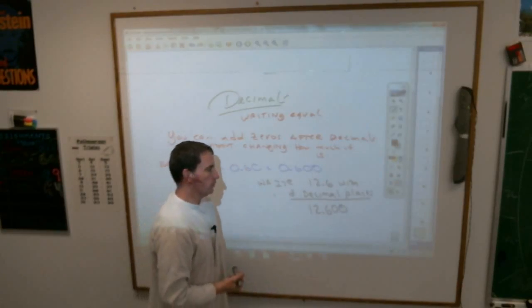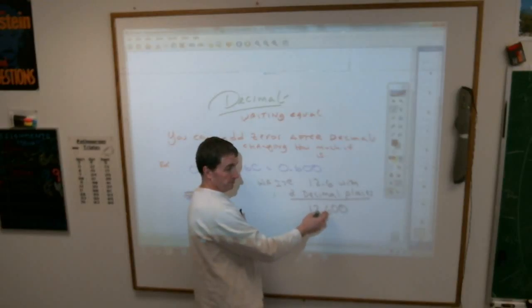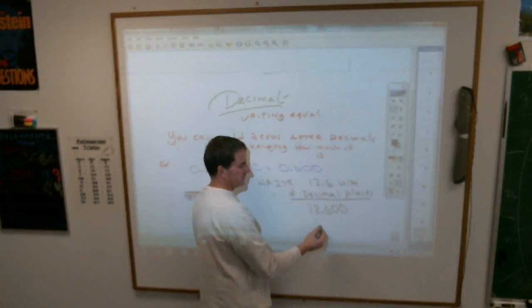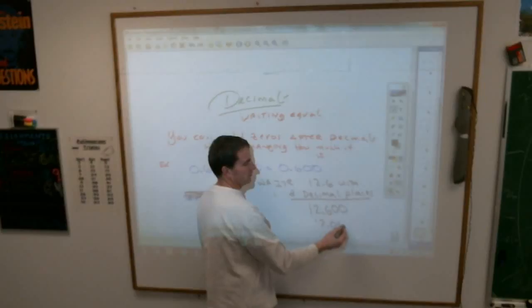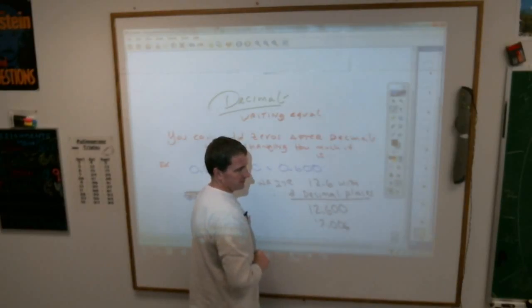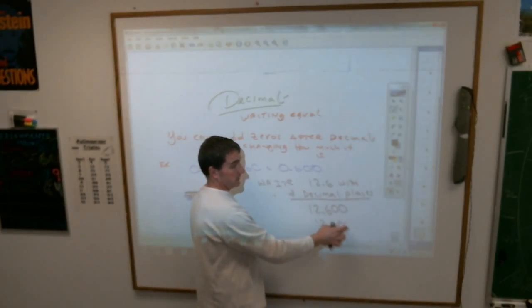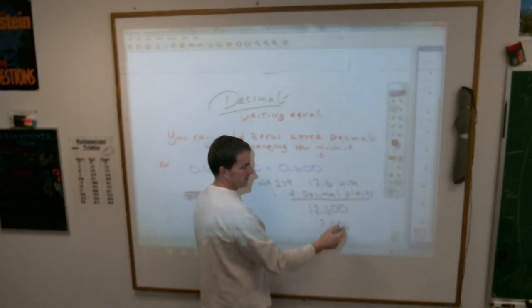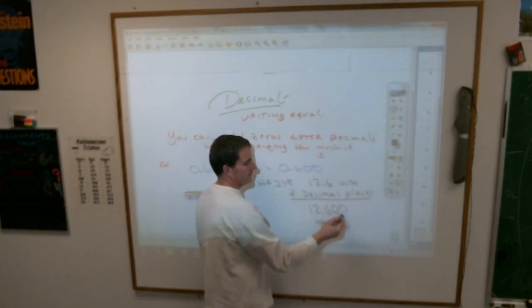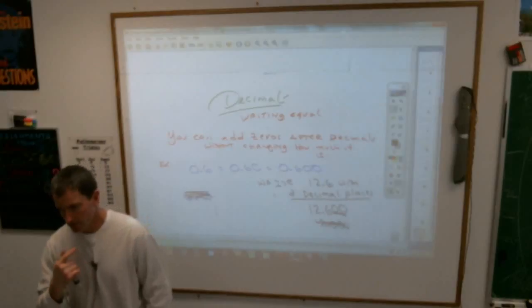Okay. And do know that you can't put zeros before the 6 though. Don't do this. Don't go 12.006. Those two are not the same number. Because that's 6 thousandths, not 600 thousandths, and the zeros have to come at the end.